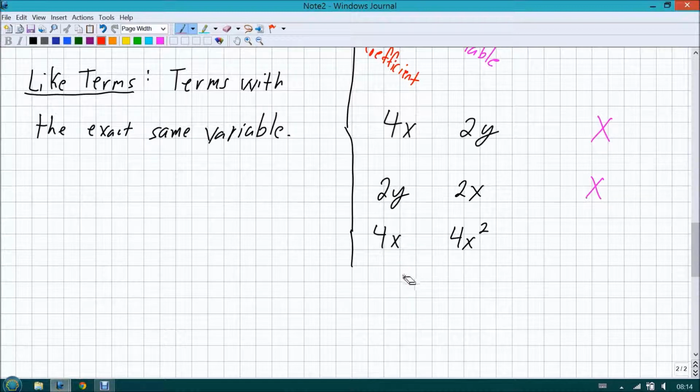So in the first one, we have a power of 1, which is invisible. In the second one, we have a power of 2. So is 2 the same thing as 1? No. So these are not like terms.